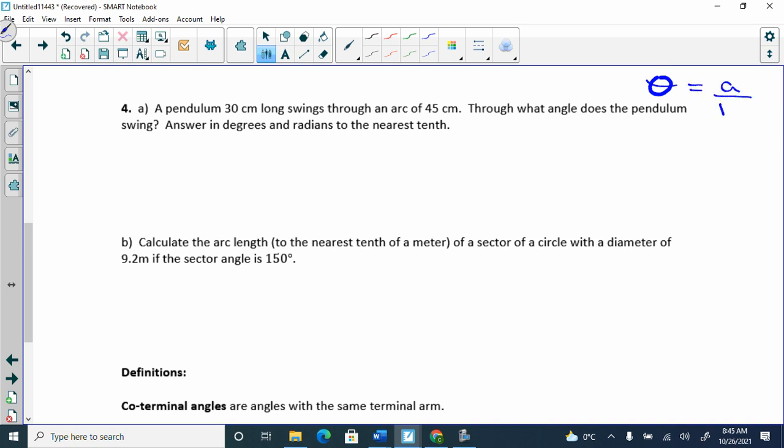R is radius, you got that. A is arc length, theta is your angle. So this is your angle, and it always has to be in radians. So the trick to these is they'll either give you the angle in degrees and you have to convert it to radians, or they'll ask for the angle.